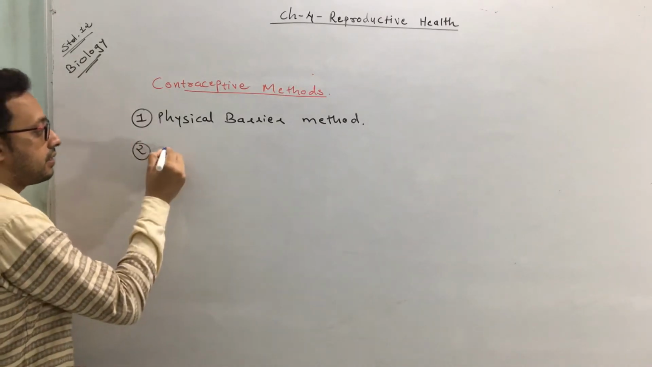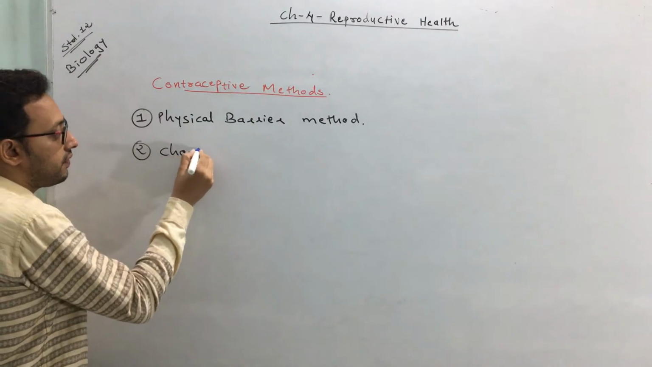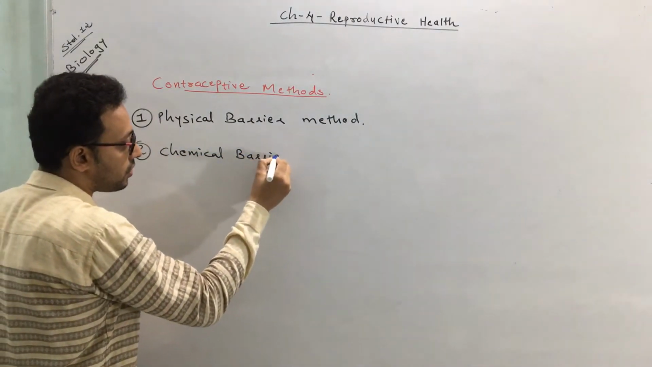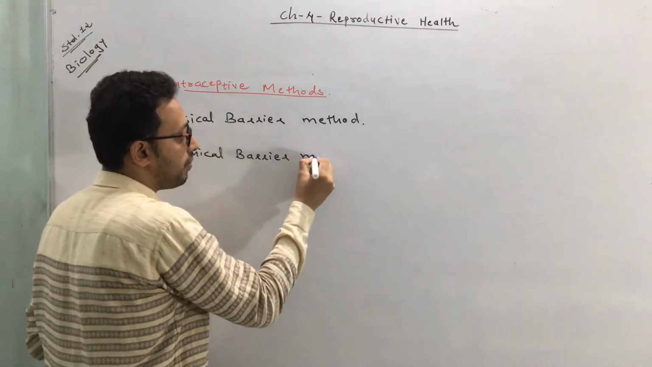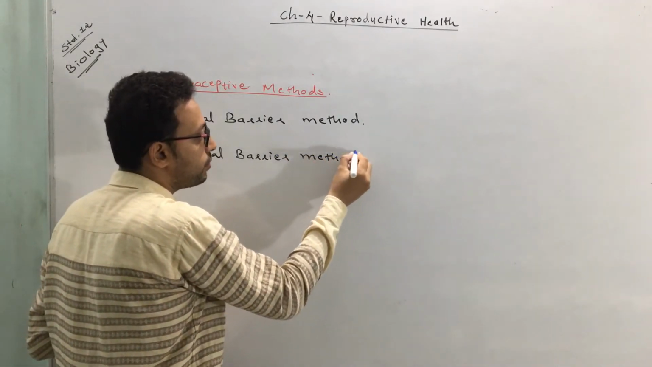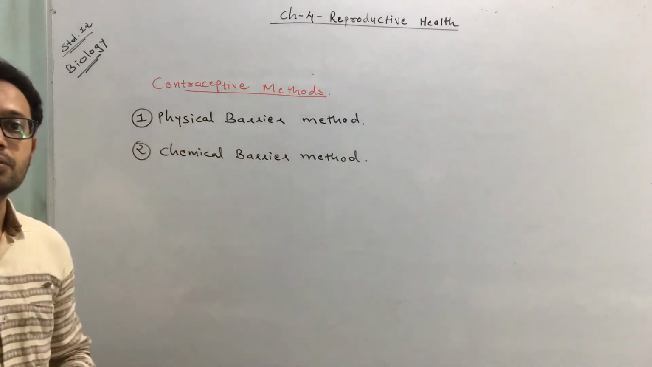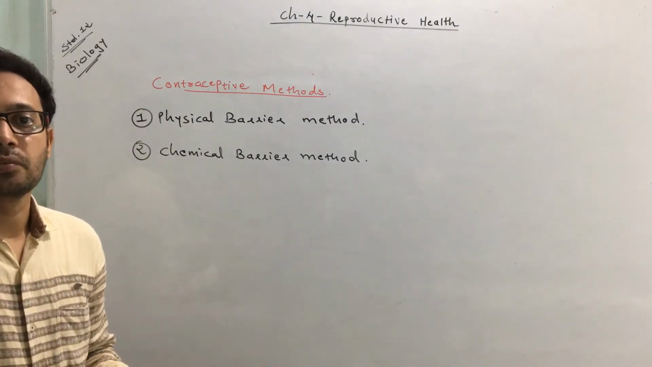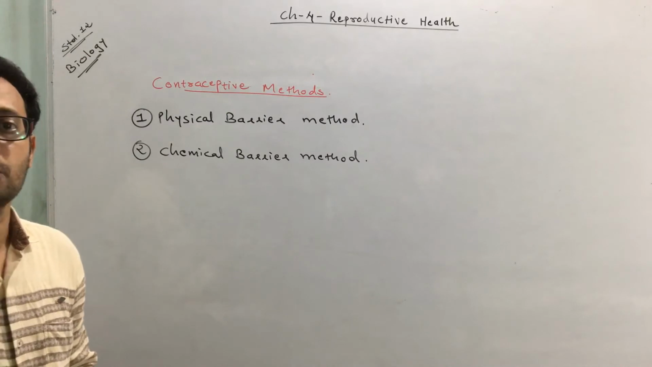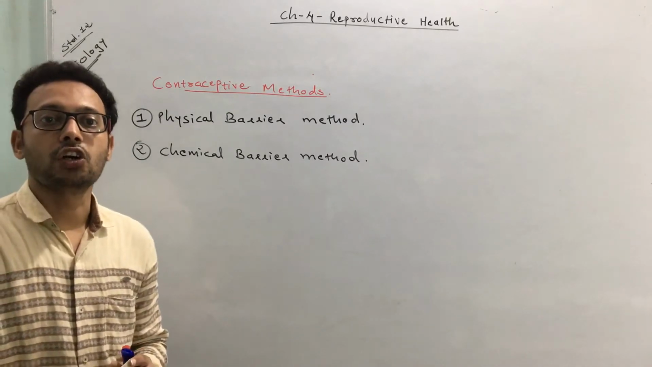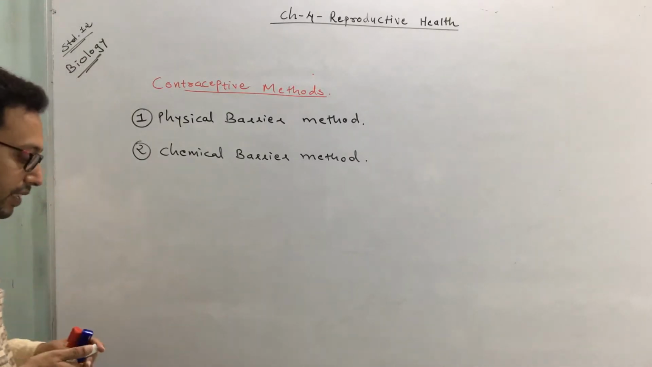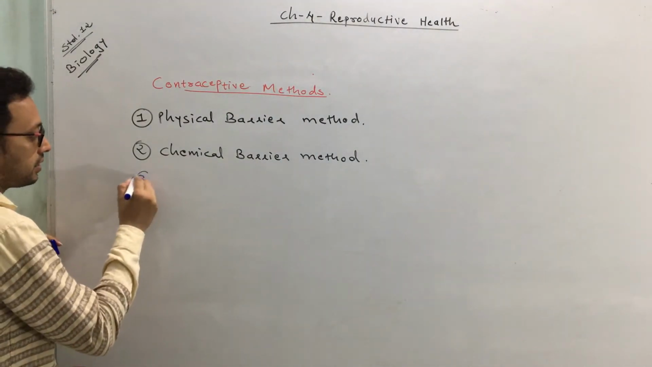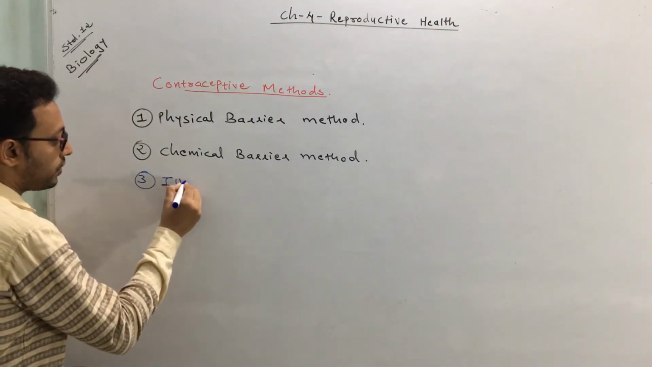Second, a similar method, but instead of a physical barrier, here we are using a chemical. So this is called the chemical barrier method. With the use of chemicals, we achieve the same goal: we prevent a meeting of sperm and ovum. Usually the chemical used is nonoxynol-9. The third method is called IUD.